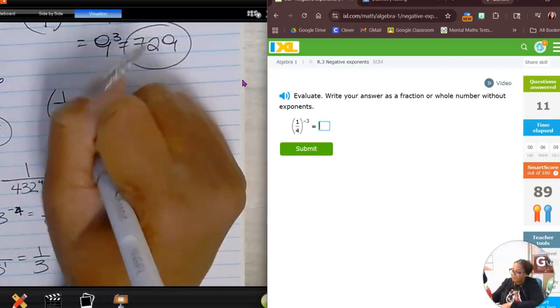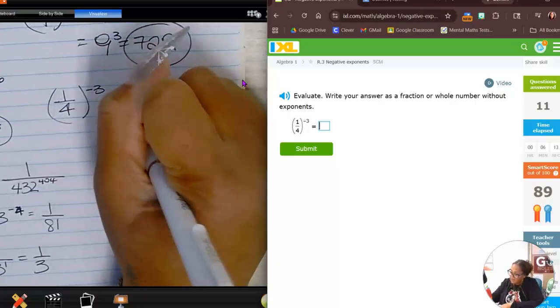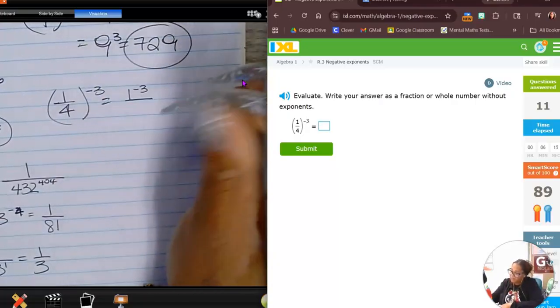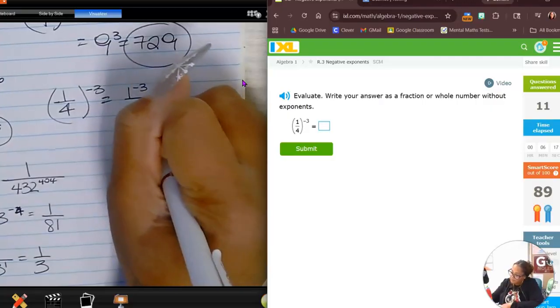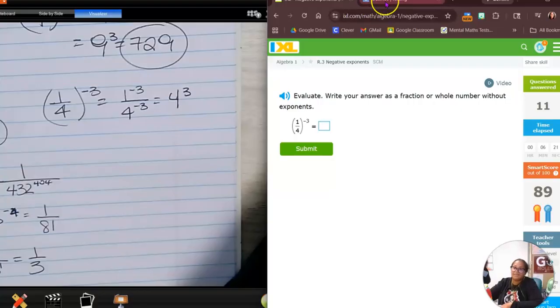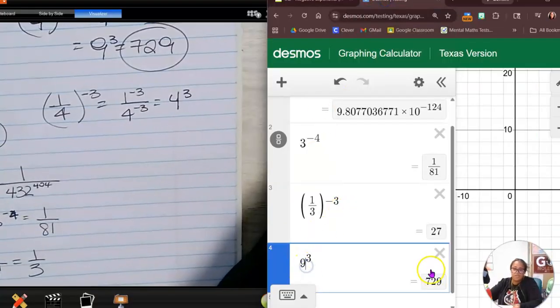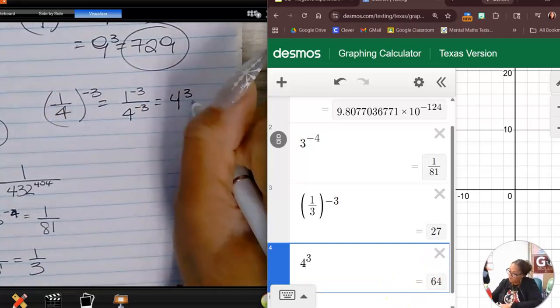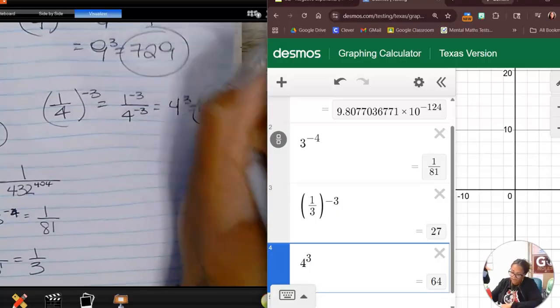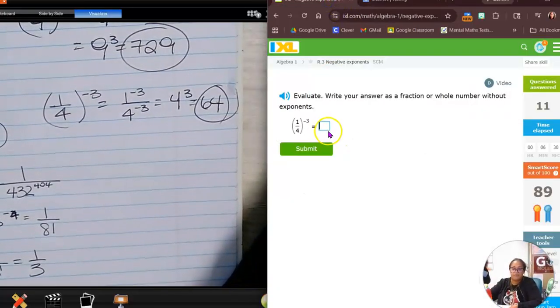1/4 to the negative third. Everybody gets the negative third power. Then flip them: 4 to the third. This is how you are supposed to show your work for this one. Change it. 4 to the third power equals 64. Bam. Whoops. Got a little too excited there.